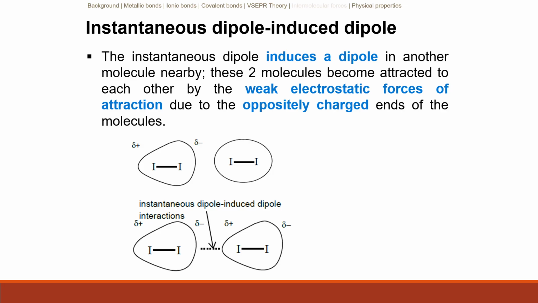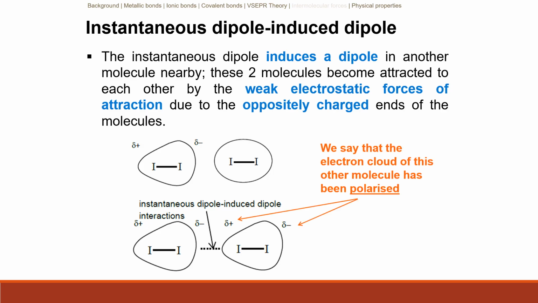At this juncture, I think it will be good for me to introduce you to this word polarize. When an electron cloud is being distorted, we term this as polarization, or the electron cloud is being polarized.